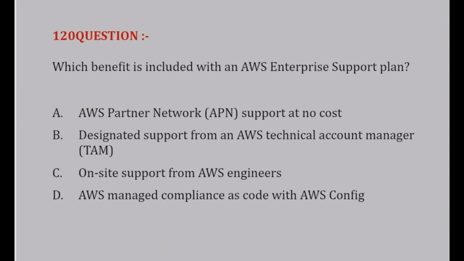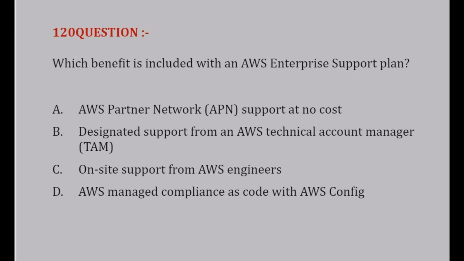Question is, which benefit is included with an AWS Enterprise Support Plan? Option A, AWS Partner Network, APN, support at no cost. Option B, designated support from an AWS Technical Account Manager, TAM. Option C, on-site support from AWS engineers. Option D, AWS managed compliance as code with AWS Config. Correct answer is option B.